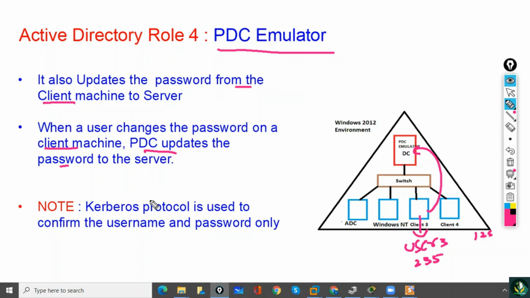And guys, if you remember, the Kerberos protocol. This Kerberos protocol is used to confirm the username and password only. So let us say we have created some usernames and passwords on the domain controller like ABC, PQR, and their passwords are 123. And on this user 1 or the client 4, this ABC wants to log on to this client. So this Kerberos protocol will go to the domain controller and check whether the username and password is available or not.